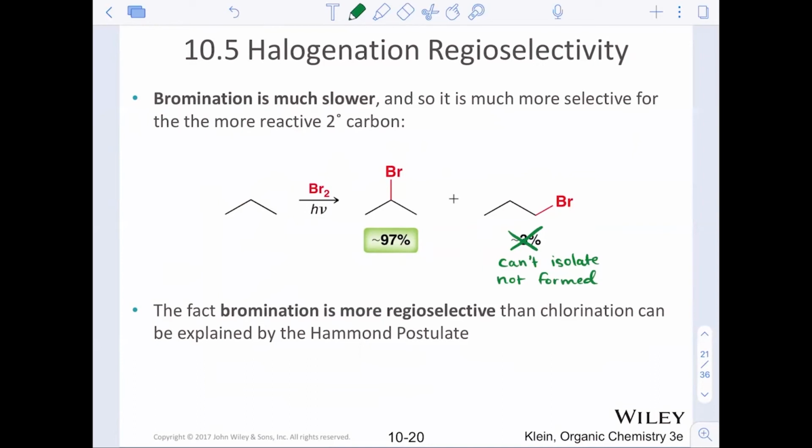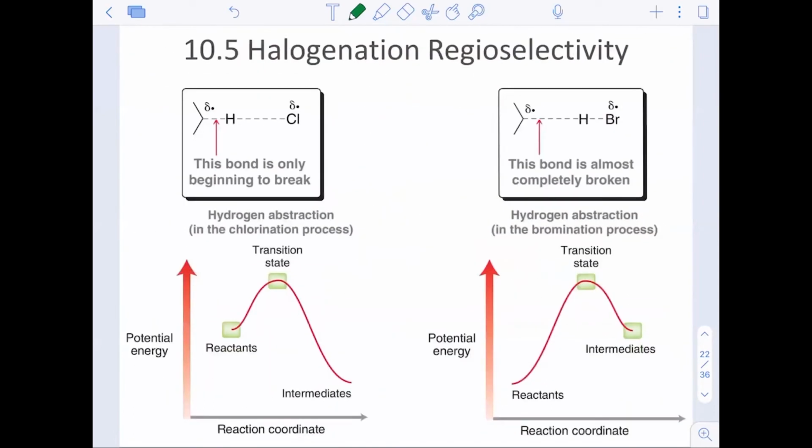The Hammond postulate will be able to explain a little bit better for us. In the Hammond postulate, we said whatever molecule, the reactant or the intermediate, whichever one was closer to the transition state is what we want to focus on. So in chlorination, the transition state is closer to the reactants. And so what that means is that the bond of the carbon to the hydrogen is only beginning to break, not really broken yet. The energy cost is not quite there yet. So any hydrogen is valid to be abstracted.